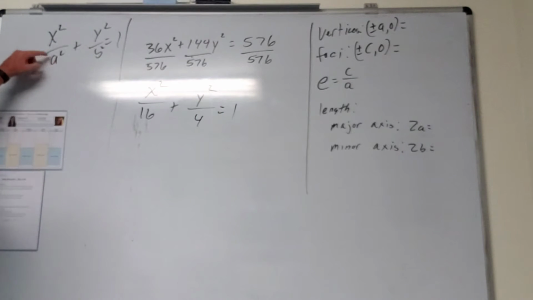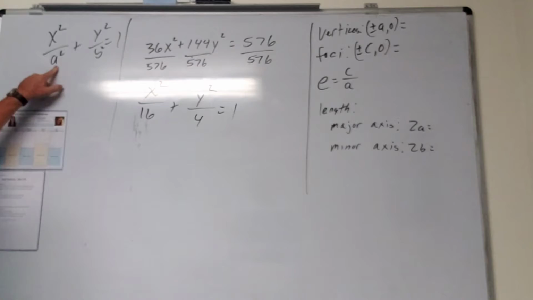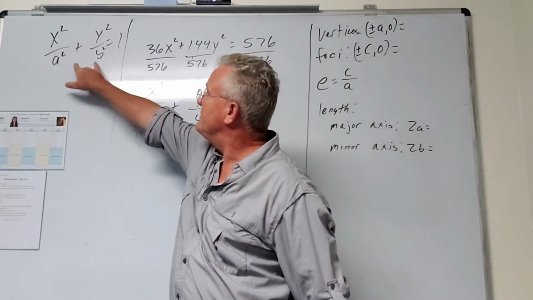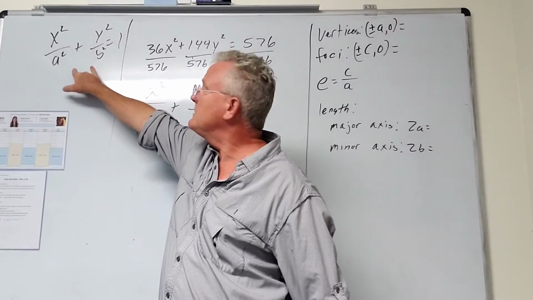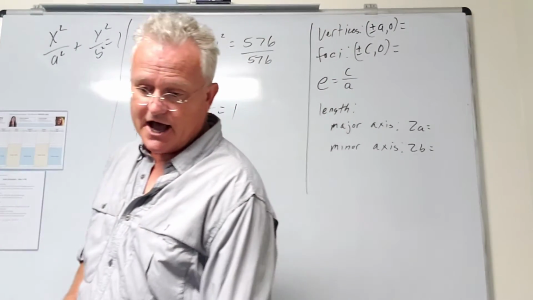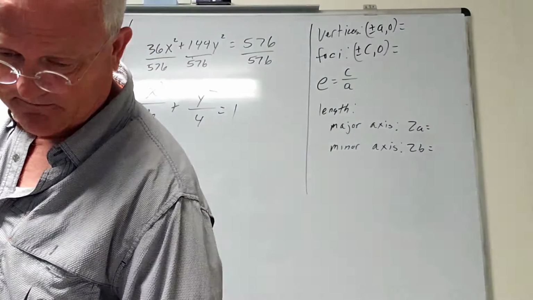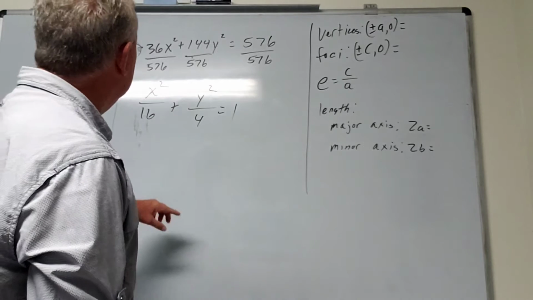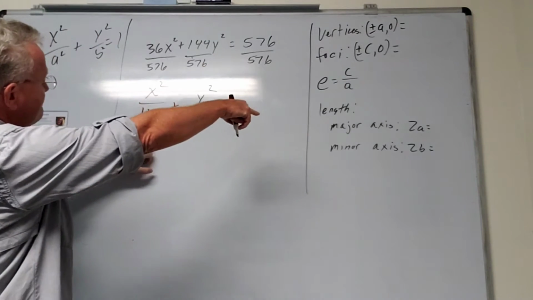So the larger number is under x. That's why we're using the formulas on your formula sheet that are under this form. So that's why we're using these formulas. It's on your formula sheet. It's the formulas on the left side of the sheet. So that's where those come from.